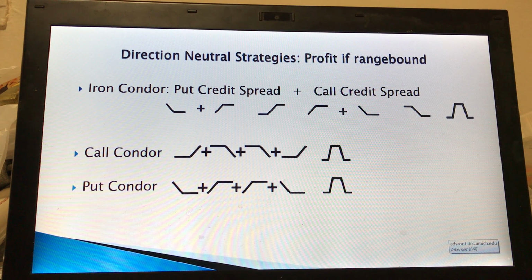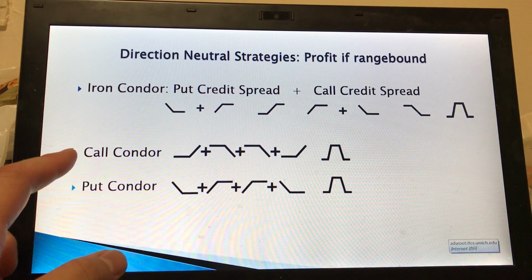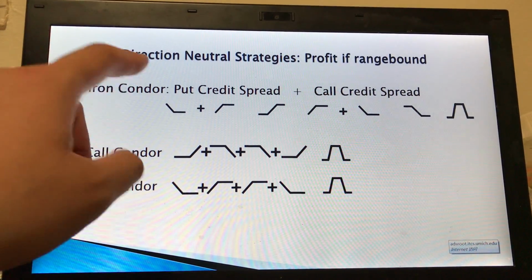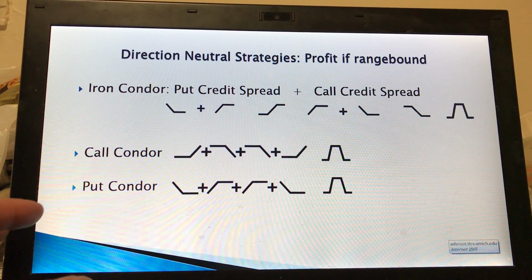A variation of this iron condor is to use all call options or all put options. However, if you don't want to exercise options and you want them all to expire worthless, just do this iron condor. It can be a very, very good option strategy to use.